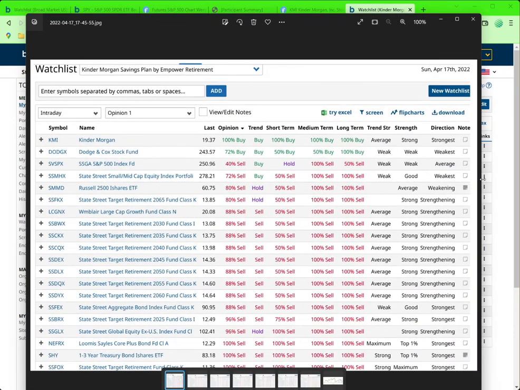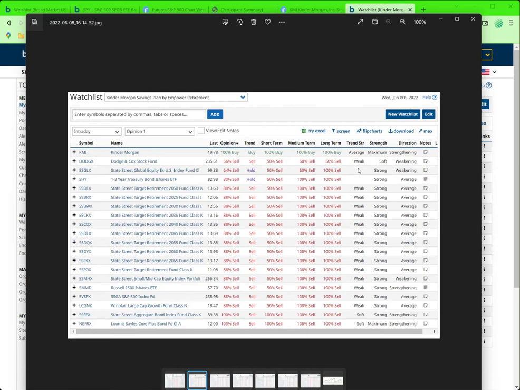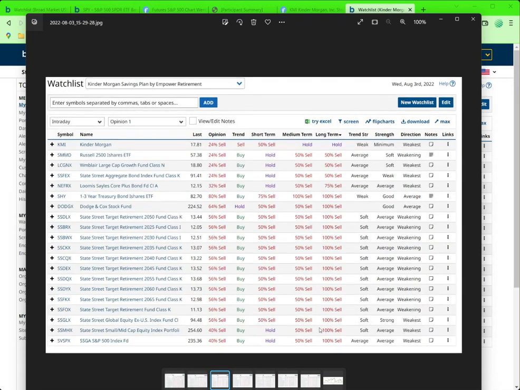It's not very consistent when I took screenshots, so there's some holes in it. I'll show you the holes in a second. But if you're just watching a long term, then really you would own this fund and Kinder Morgan, and you'd be selling this and not owning any of these. That's April 17th. In June, you'd own Kinder, you'd be selling this, you wouldn't own any of these. August 3rd, you'd be holding Kinder. If you had these, you'd be selling these and you wouldn't own any of these.